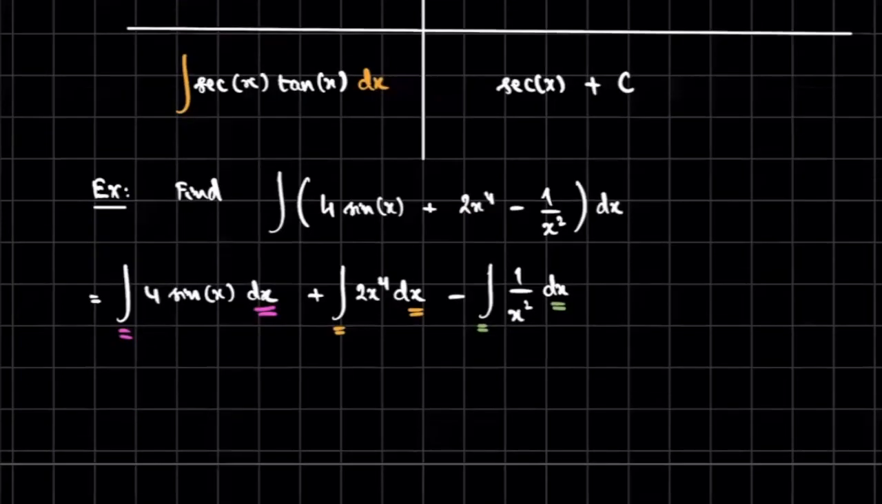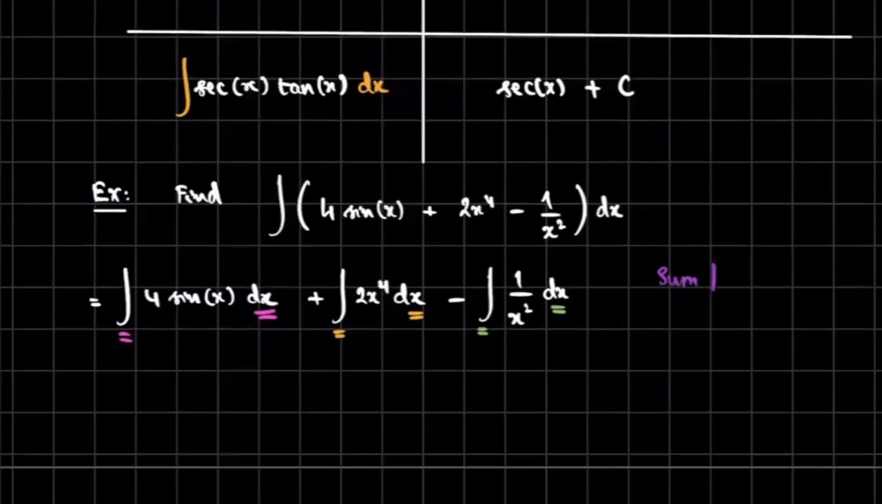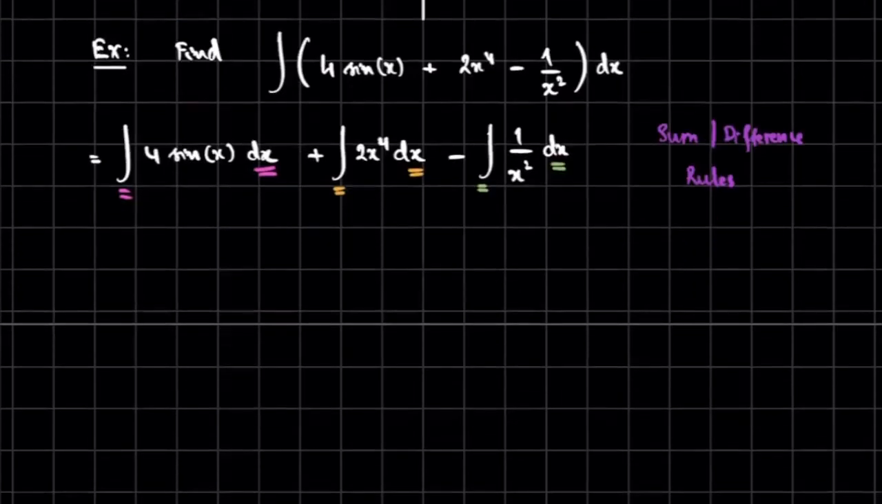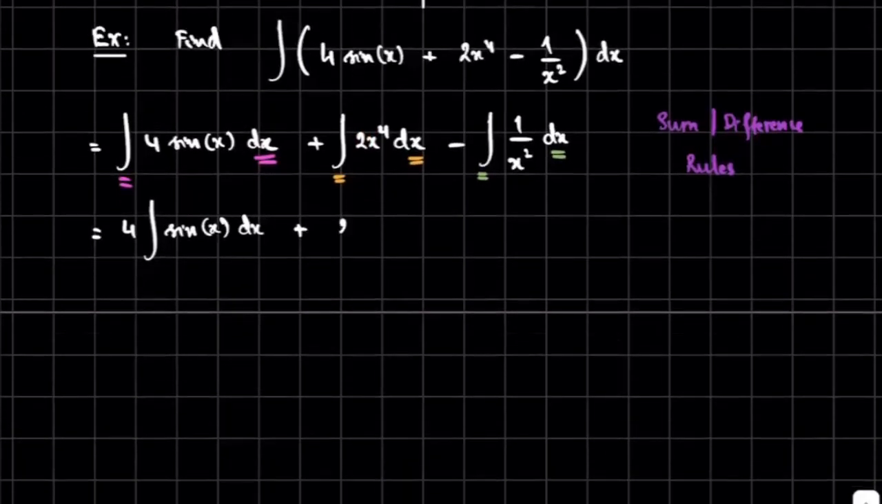So we technically just performed the sum and difference rule of integration. Again, the integral of a sum is the sum of integrals, and the integral of a difference is the difference of integrals. Now, the next step is just to pull out the constants. This is the constant multiple rule. So you pull that out of the integral operation. You get 4 times the integral of sine of x dx plus, for this integral, you pull the 2 out of the integral operation. You get 2 times the integral of x to the 4th dx.